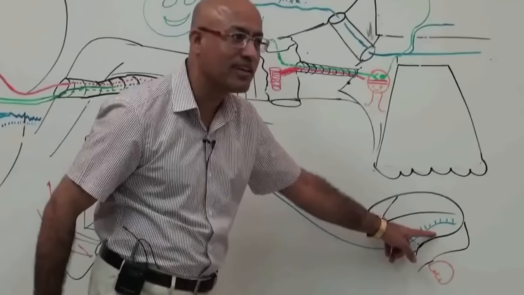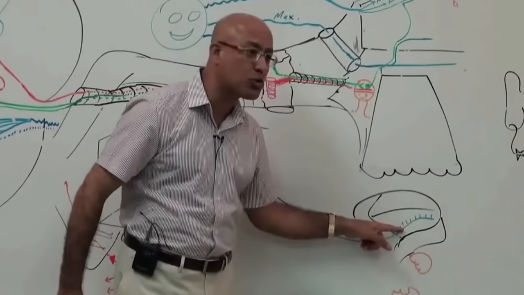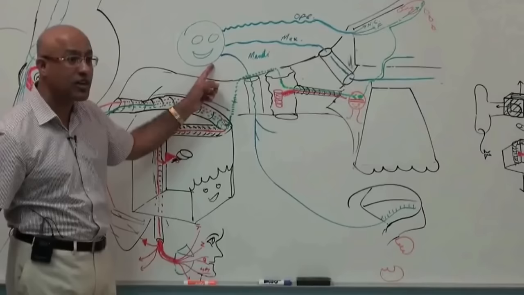But if someone has chocolate in his mouth, then the anterior two-thirds of the tongue has to taste the chocolate, right? Taste is not done by this component of the lingual nerve because this is coming from the trigeminal system. The trigeminal system is concerned with somatic sensation, which are touch, pain and temperature.